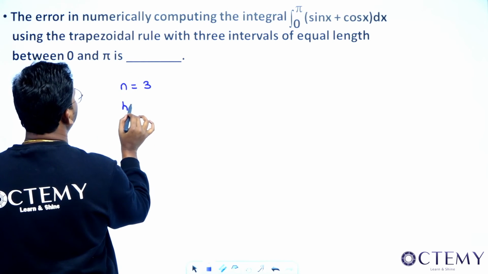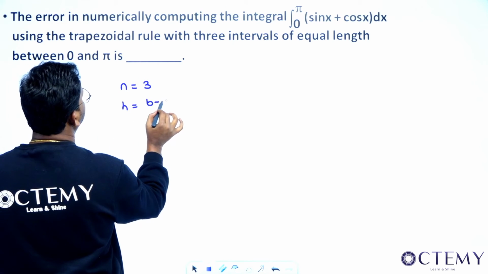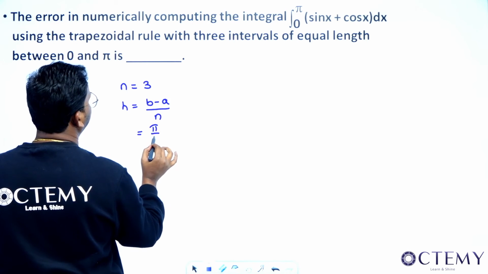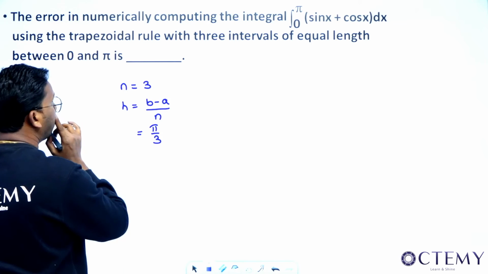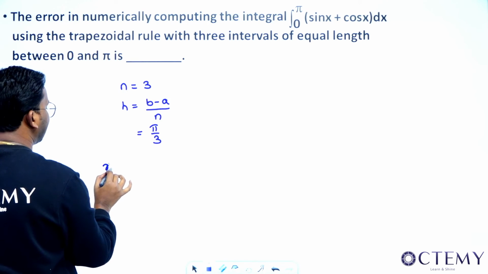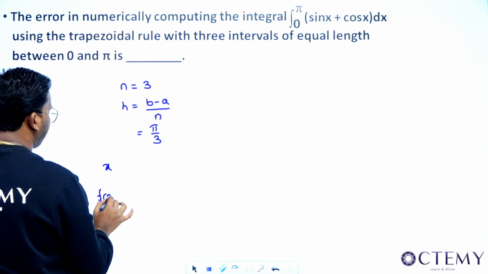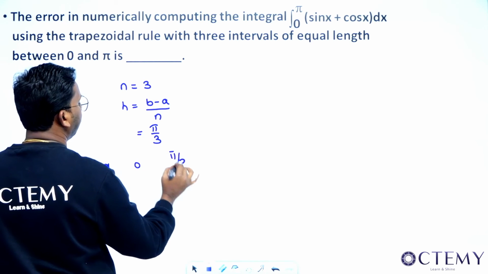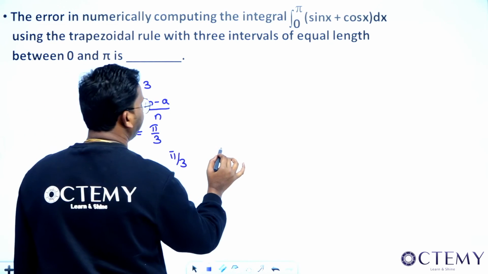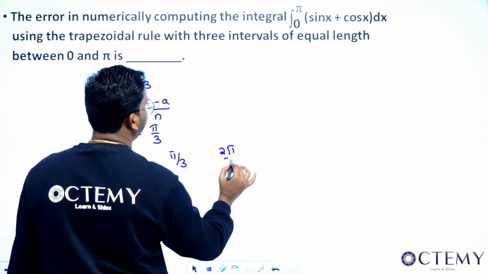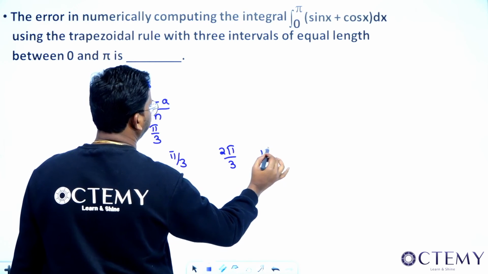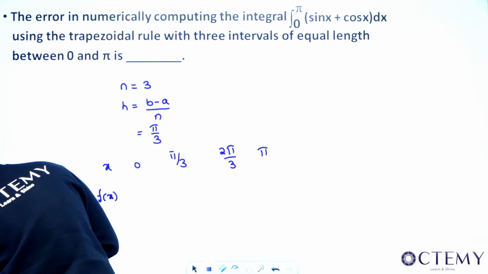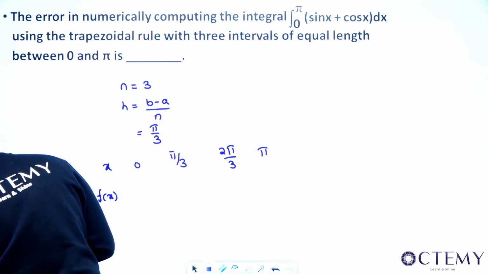What will be your h? That will be b minus a divided by n, so it will be pi by 3. Right? So your table will be x and f of x. This would be for 0, pi by 3, plus pi by 3 is 2 pi by 3, 2 pi by 3 plus pi by 3 is pi. So 1, 2, 3 intervals. With 3 intervals, if you see, what are you going to get, sir?